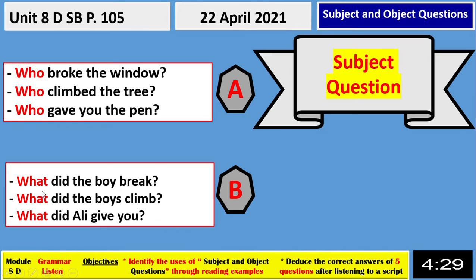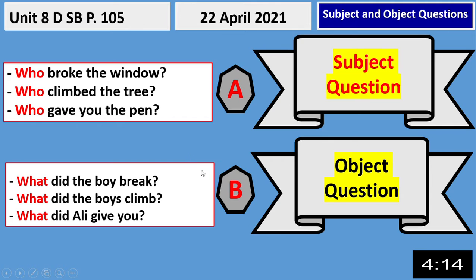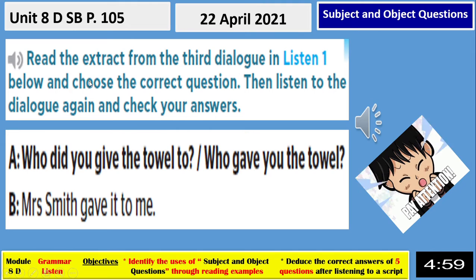Move here. What did the boy break? What did the boy climb? What did Ali give you? I'm asking about what here? Again, am I asking about the subject? For sure, no. So here I'm asking about what? About the object. We call this one an object question. When I'm going to ask about a certain object, we call it what? Object question. Let's continue.